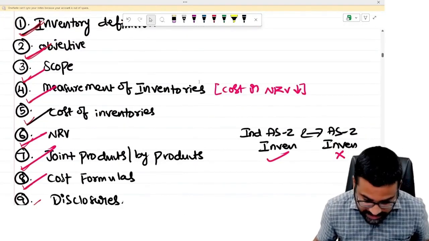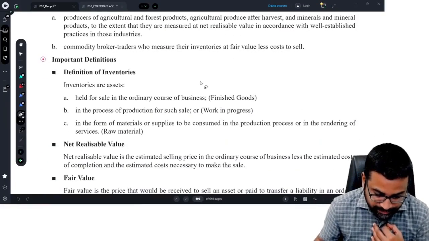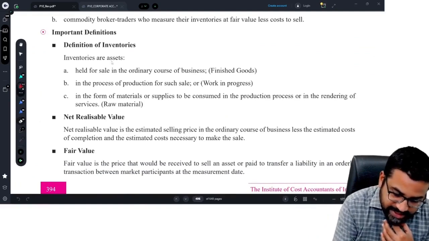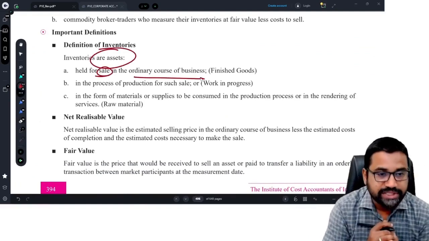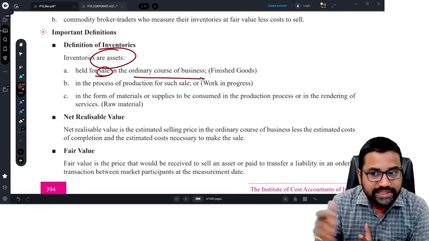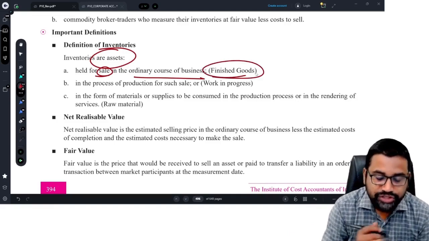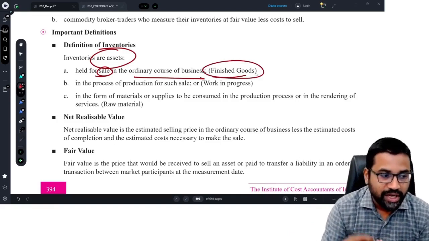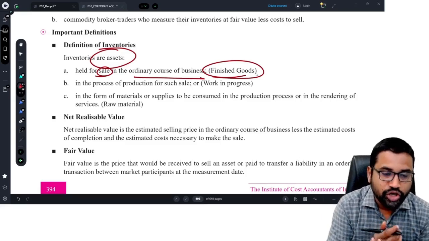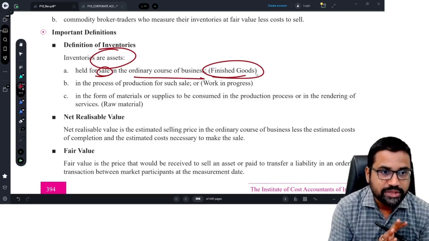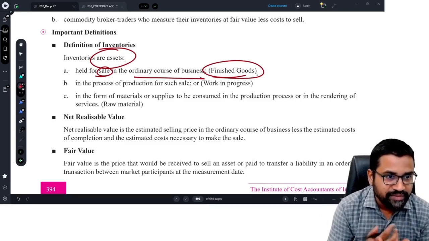So basically this is what this standard is all about. Very simple standard. Now let us start with the inventory definition. Sir, first of all, what is inventory? The standard says inventories are assets held for sale in the ordinary course of the business. Whatever you hold for sale in the ordinary course of the business is your inventory. For example, finished goods. If I am a manufacturer, I will manufacture the items which I hold for sale in the ordinary course of the business, that is my finished goods. If I am a trader, stock in trade is held for sale, so that is my inventory.